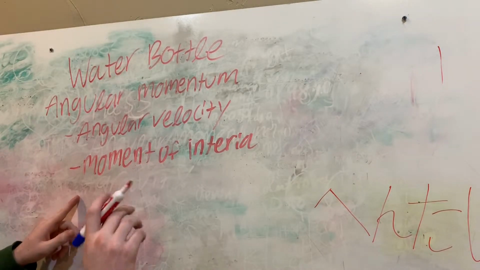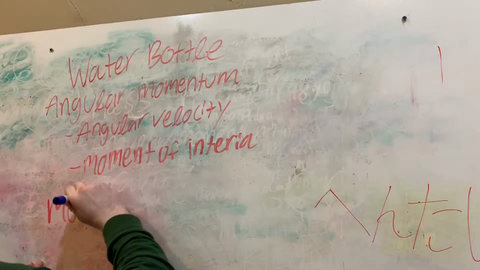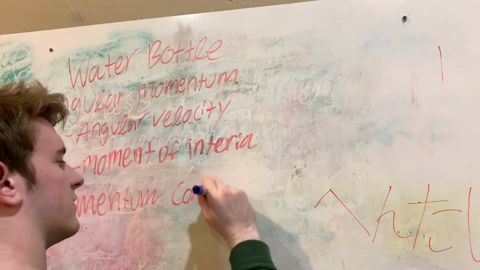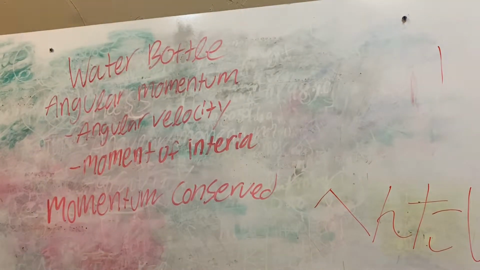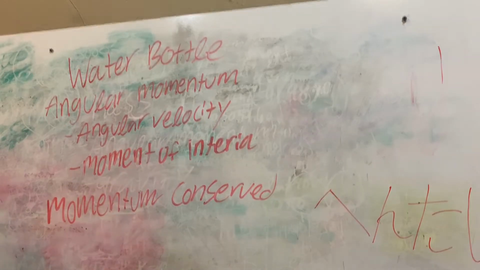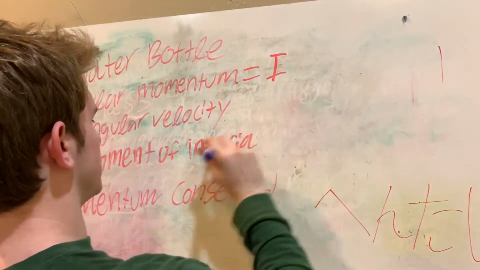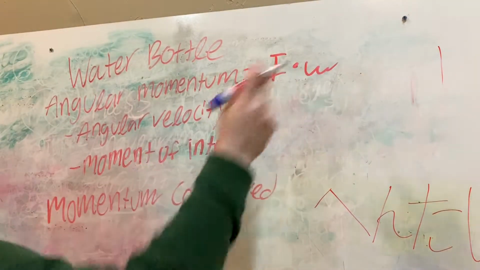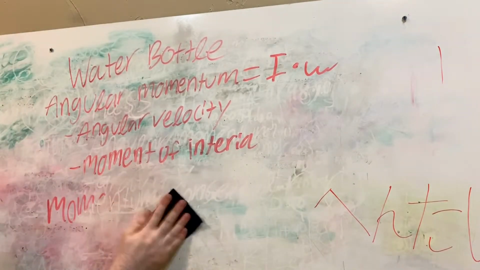Now, if you remember from the angular momentum unit, that momentum is always conserved, from the conservation of momentum law. And then also that angular momentum equals I, which is moment of inertia, times angular velocity, which is the W.